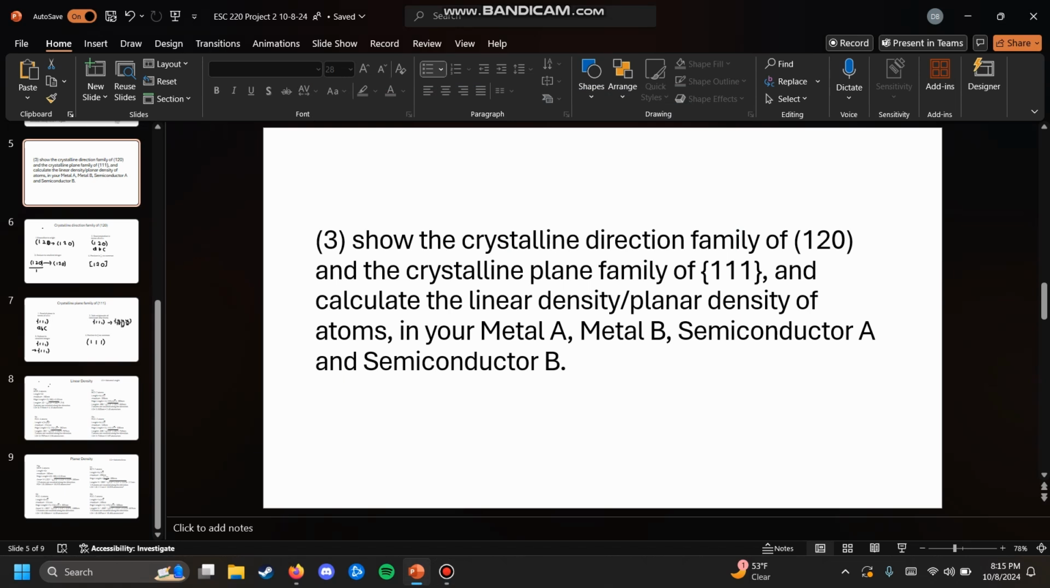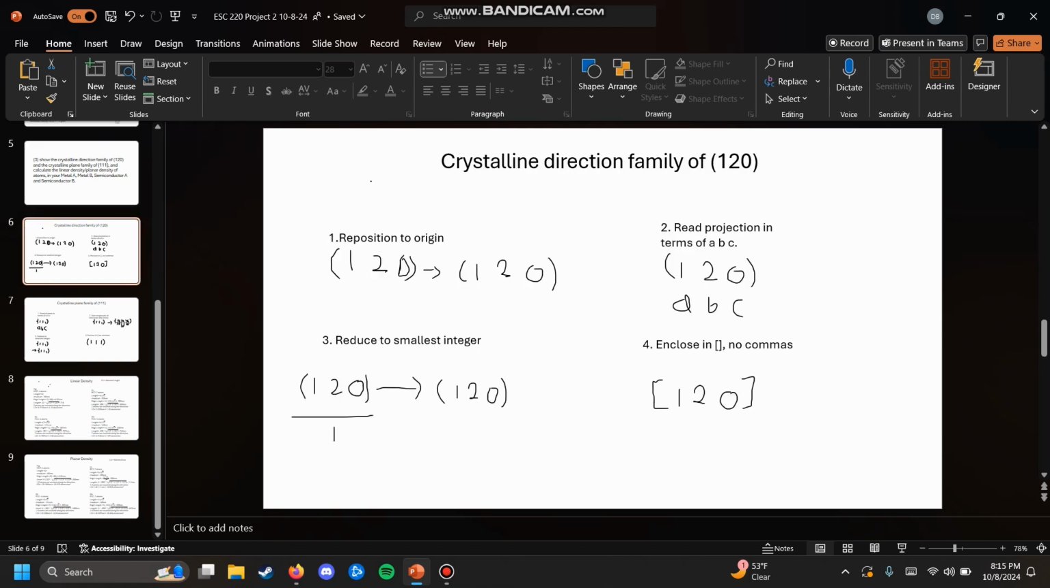Hello, today I'm going to show this third step for the project. We're going to show the direction 120 and the plane 111, and then I'm going to calculate the planar and linear density for metal A, metal B, semiconductor A, and semiconductor B.